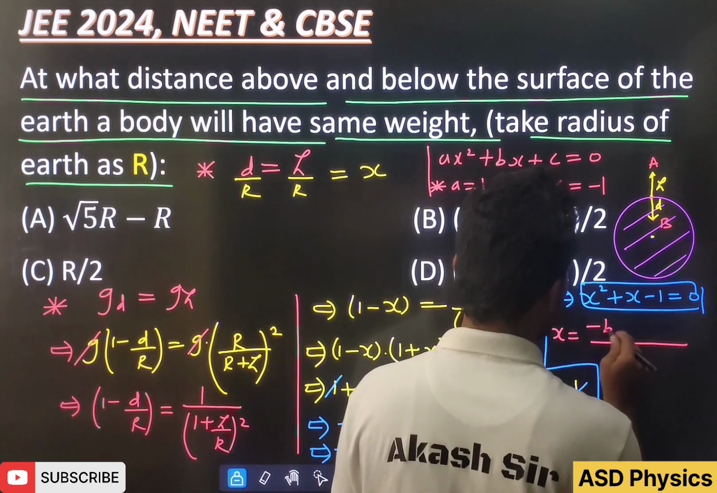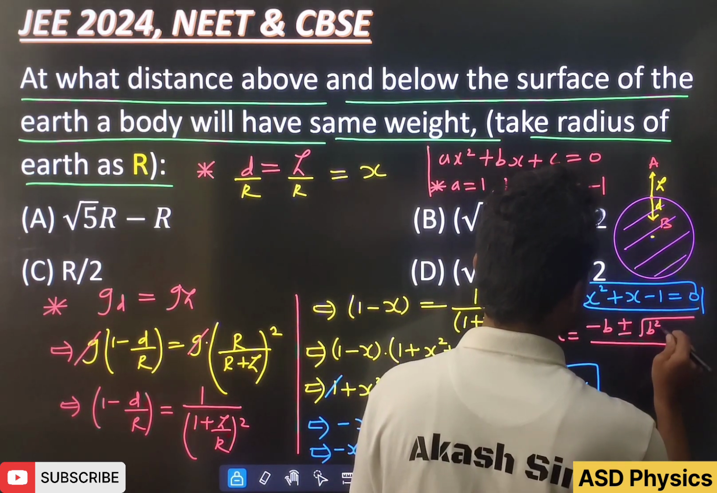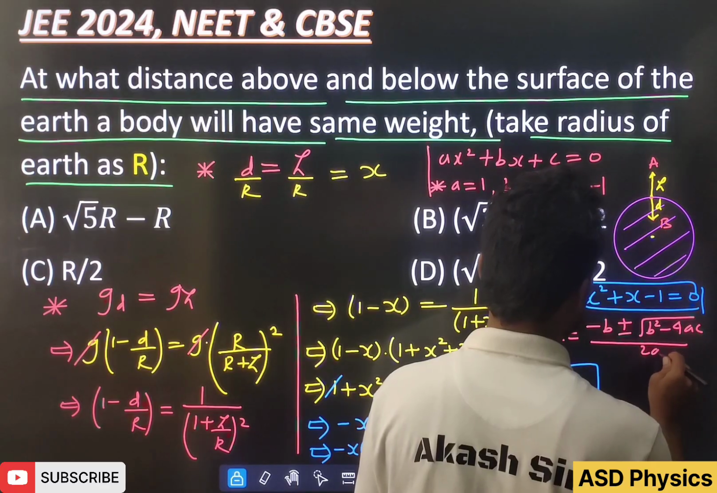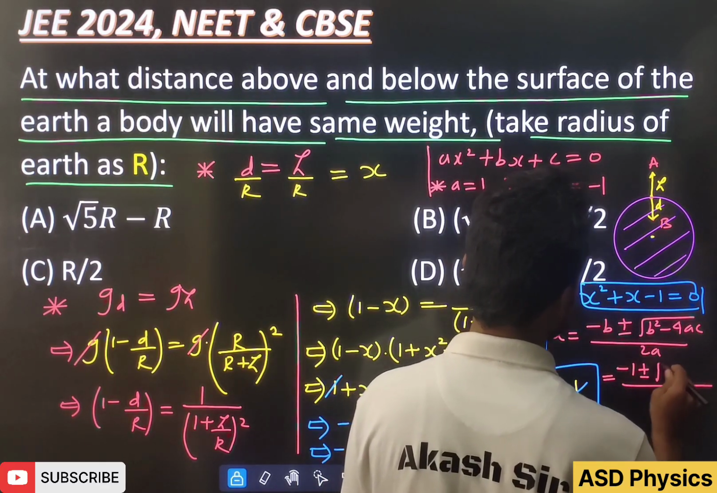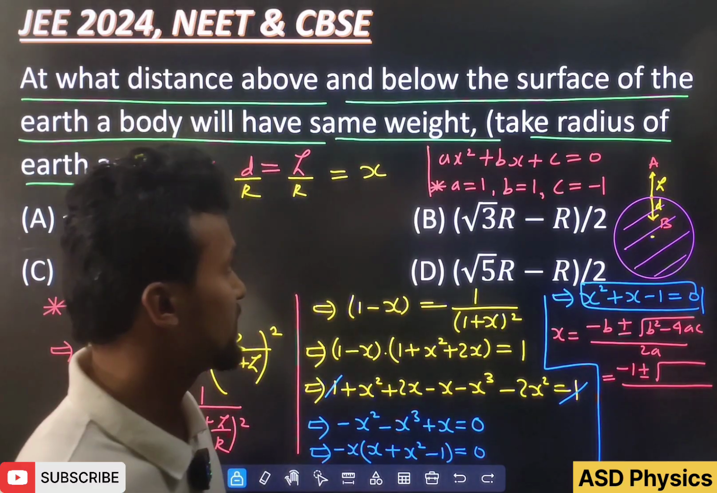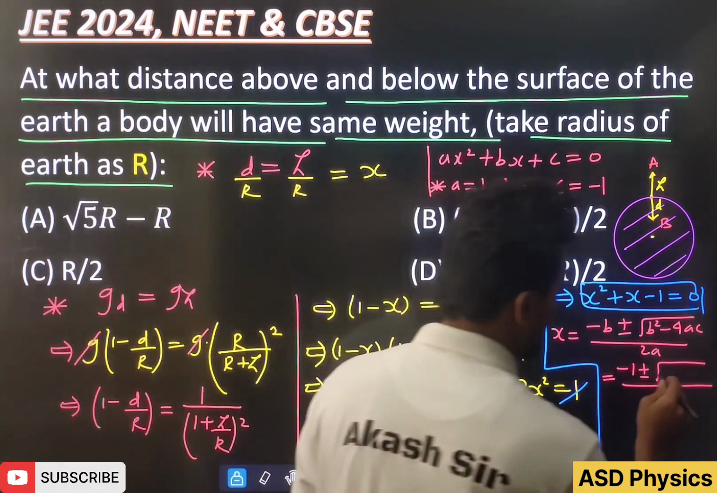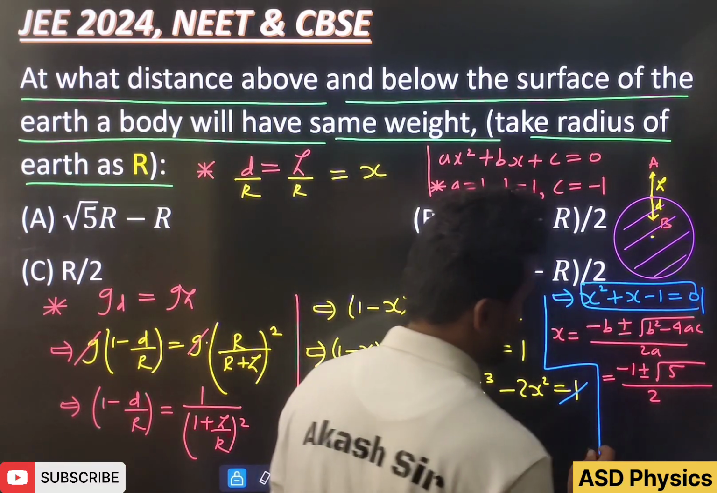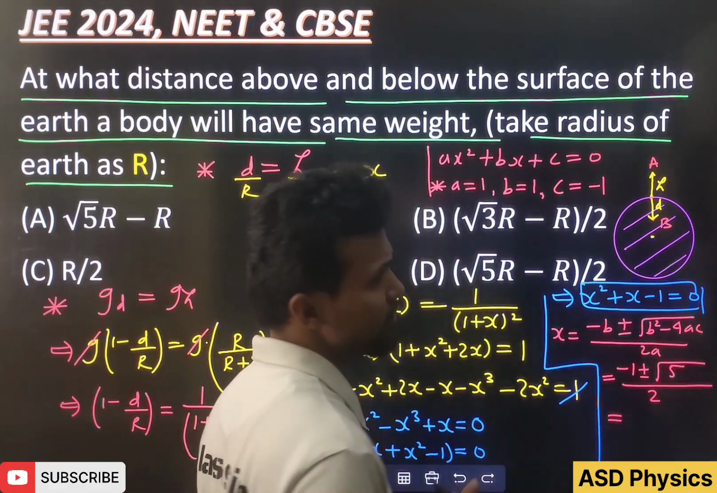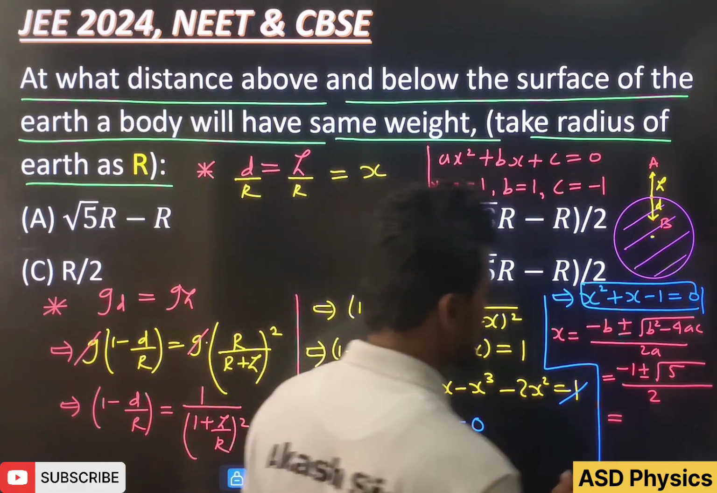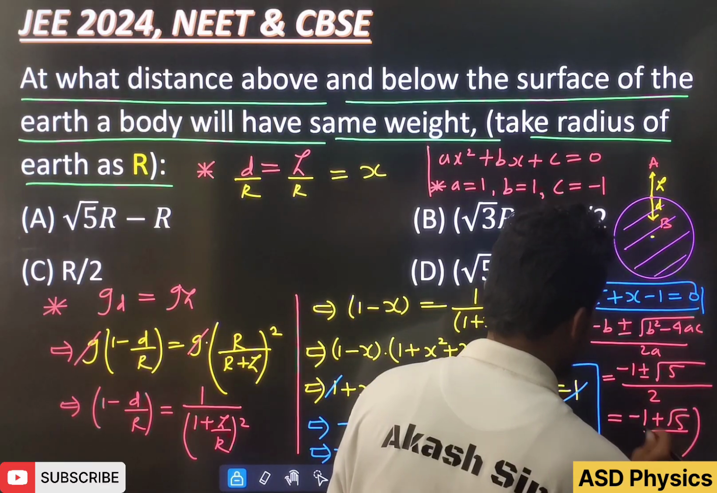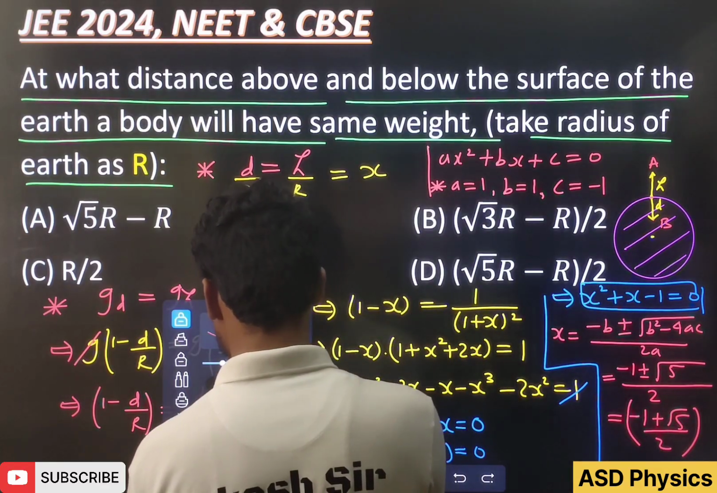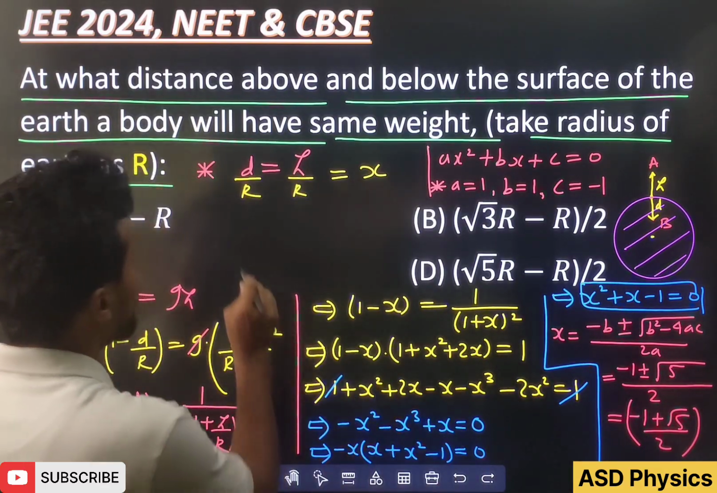You know the formula, see, minus B plus minus square root of B square minus 4AC by 2A. So just simplify this. Minus B means minus 1 plus minus, and B square minus 4AC, when you put the value, it will come root 5 by 2 into 1. So from here, you know the value of X will always be positive only, is it? So I can write here, see, minus 1 plus root 5 by 2. This is the value of X.